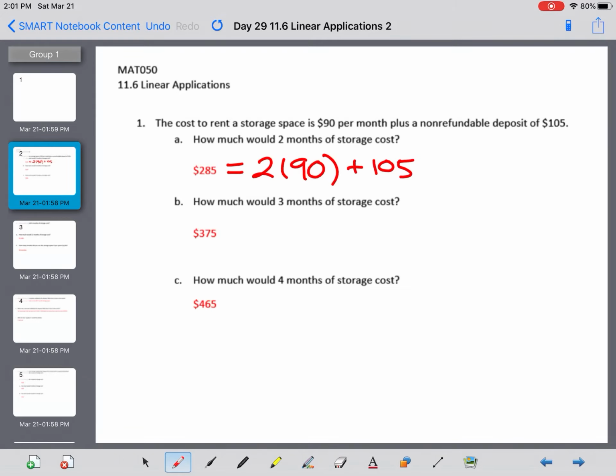For part B, how much would 3 months of storage cost? Well, instead of paying 2 months at $90, you're paying 3 months at $90. And you're still going to have that initial one-time fee of $105.